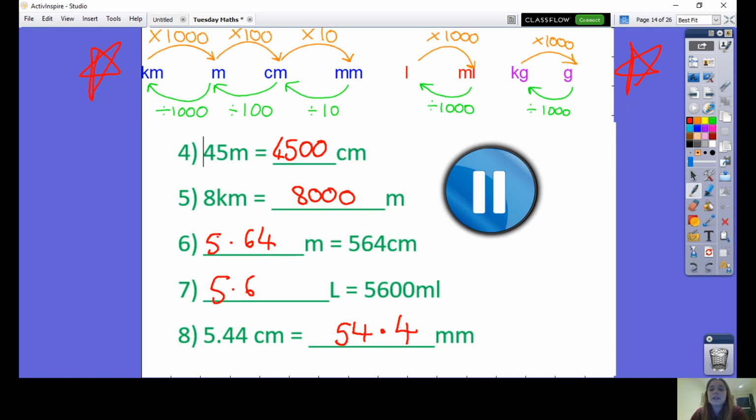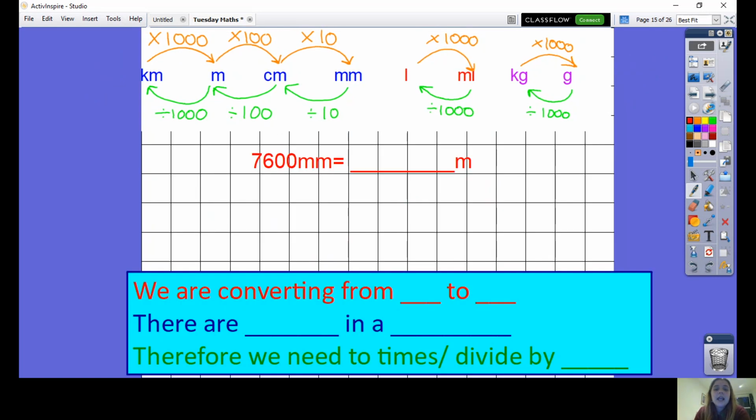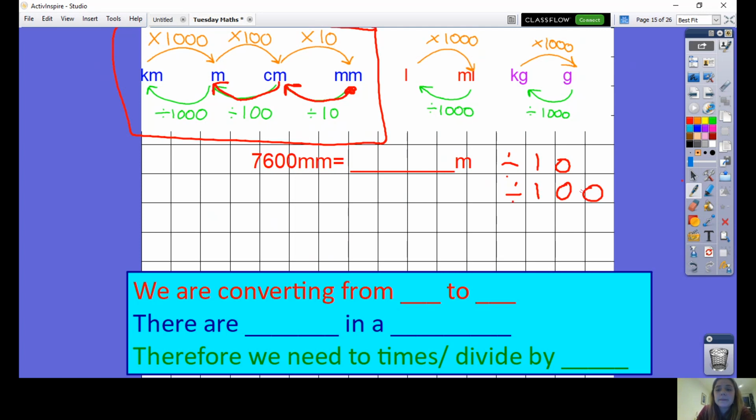Right, we're going to move on now to some slightly trickier questions. In this question, I'm going to show you why it's trickier. I need to convert from millimeters to meters. But if you see up here on my conversion chart, I know that I have to first get to centimeters by dividing by 10. Then I will have to get from centimetres to metres by dividing by 100.